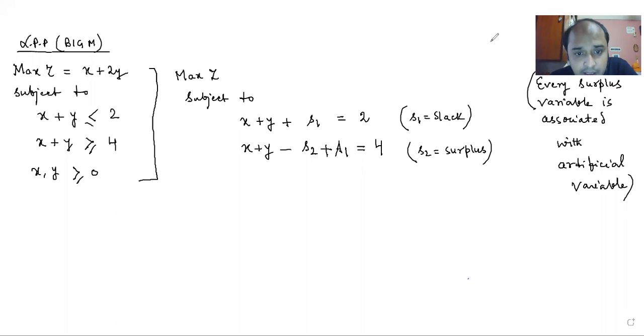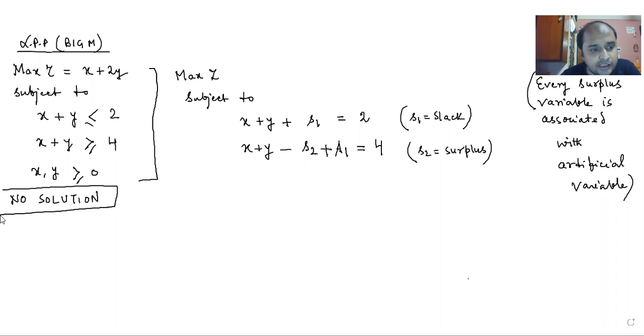Yes, Oritrapal has correctly written that this particular problem has no solution. So this problem has no solution. We will try to look at it from the viewpoint of the simplex method. Now, since artificial variables are involved, this particular technique is also known as the artificial variable technique.